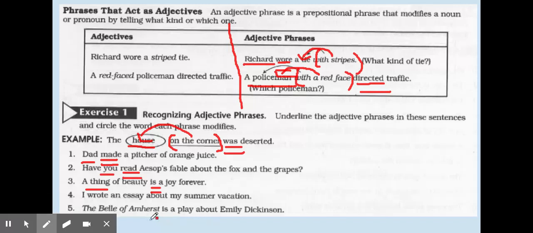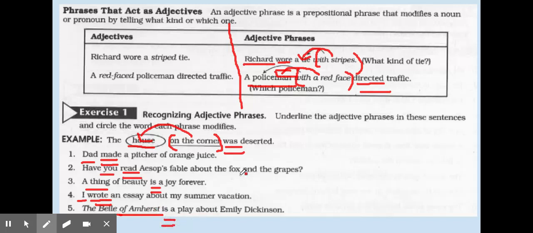Number 4 says, I wrote an essay about my summer vacation. My subject is I. My verb is going to be wrote because what did I do? Now, your sentence on your form is going to say, I wrote an essay about my Mardi Gras vacation because that's what we're about to have. Number 5 says, The Belle of Amherst is a play about Emily Dickinson. It's not going to let me keep writing. The Belle of Amherst is my subject, and is my verb.